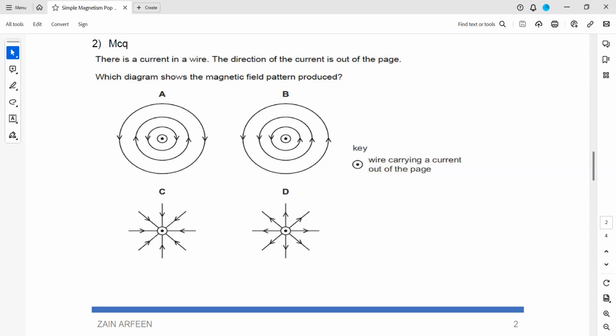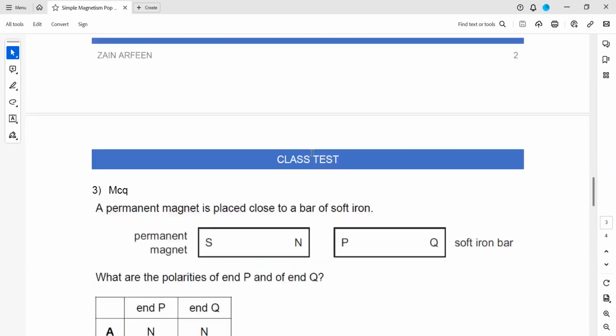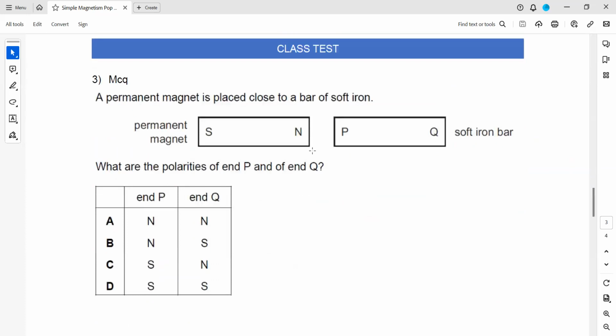The next question, a permanent magnet is placed close to a soft iron. So the opposite pole will be induced, as magnetic materials are always attracted towards the magnet. So if it's a north pole, then this will be south and Q will be north. So NP will be south and NQ will be north. So C should be the right answer.